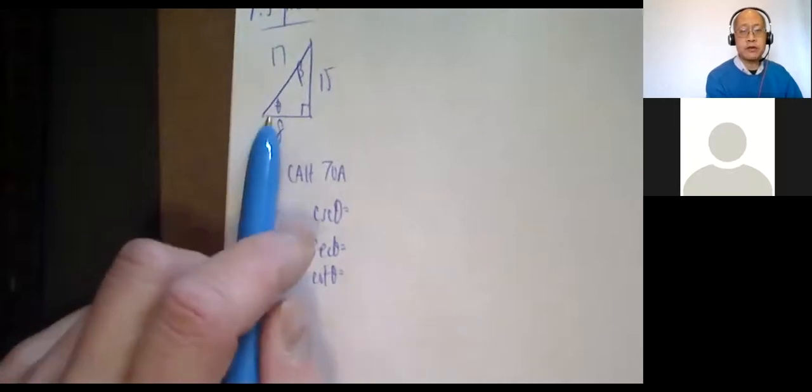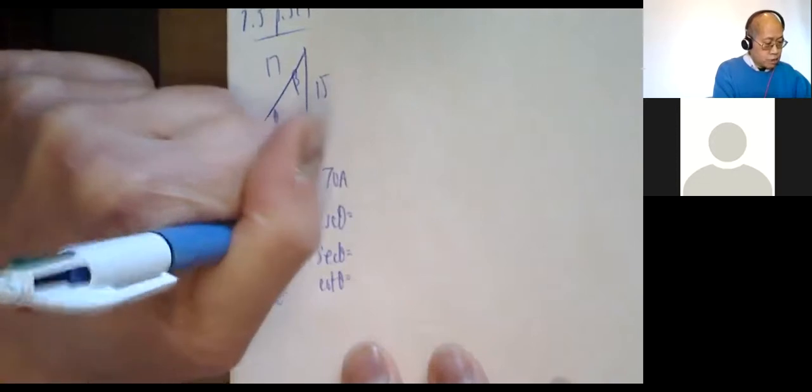So sine of theta, here's theta, opposite over hypotenuse, 15 over 17.